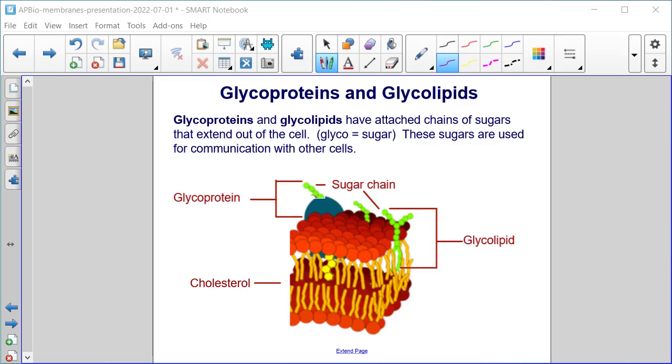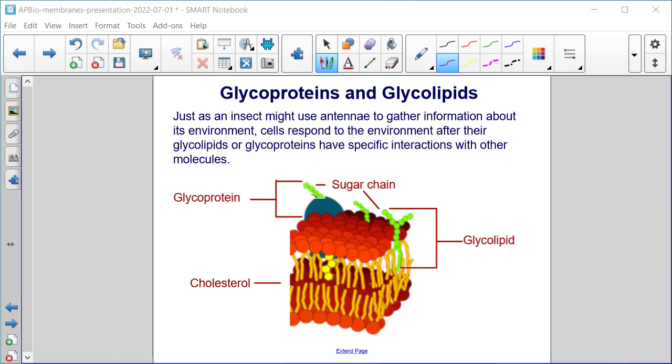Glycoproteins and glycolipids. Glycoproteins and glycolipids have attached chains of sugars that extend out of the cell. This prefix glyco means sugar. These sugars are used for communication with other cells. So you can see this entire thing here is a glycoprotein. So it's a protein in the membrane that has a sugar chain attached to it. And then glycolipids are these, you can see these little lipid tails here that are inside of the membrane.